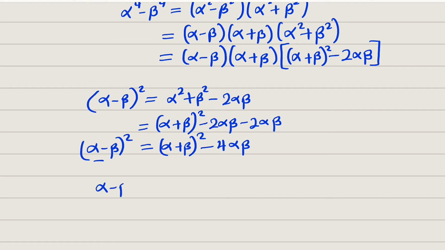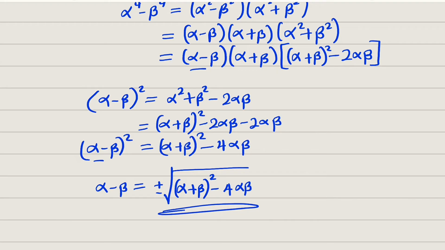Alpha minus beta will now be equal to plus or minus the square root of alpha plus beta all squared, then minus 4 alpha beta. Now instead of this alpha minus beta, we can now write this plus or minus square root of alpha plus beta squared minus 4 alpha beta.